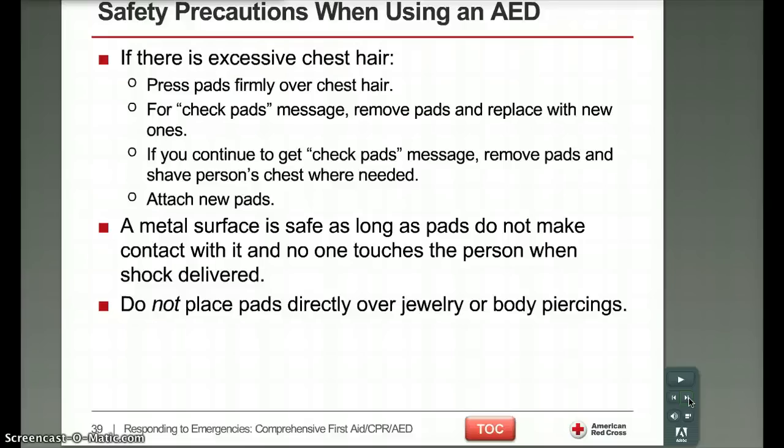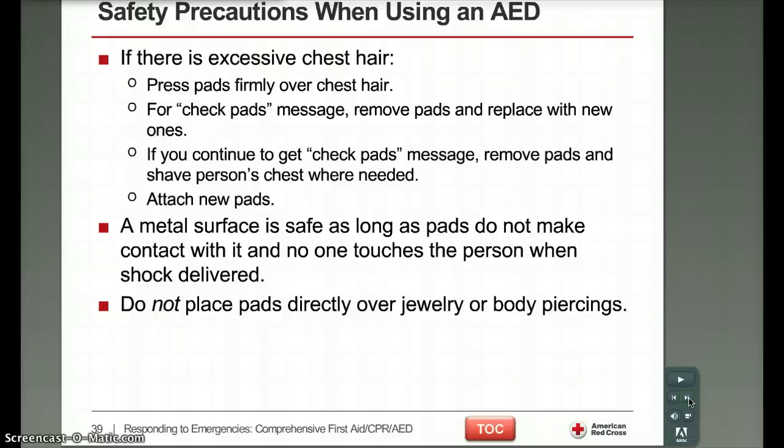And many times in the AED, within that box where the pads are, there's going to be a razor as well. We could quickly shave the person's chest before we attach those new pads. So once again, you have somebody who has excessive chest hair, you throw the pads on, it can't analyze, you rip the pads off, you put some new pads on. If it's still having a hard time analyzing, rip the pads off a second time, shave the person's chest as quickly as you can, and attach new pads.